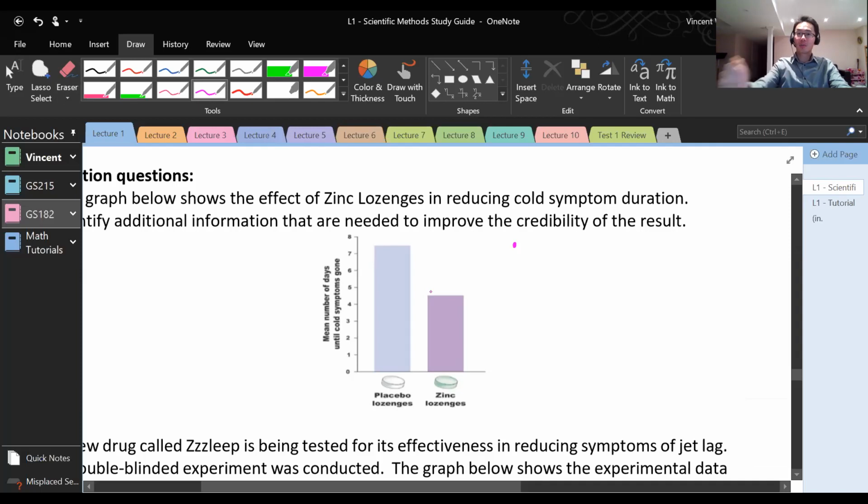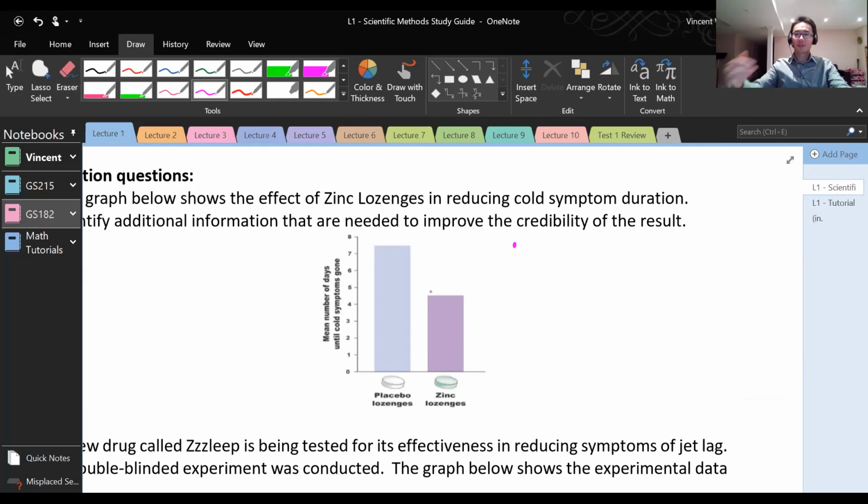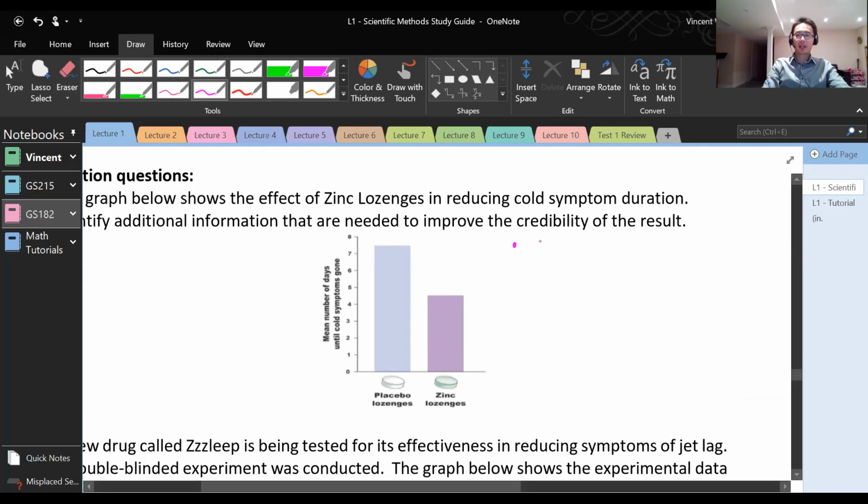All jokes aside, this could be a multiple choice question: which of the following additional information would increase the credibility of the study? Articles. Okay, Alex says articles. Yeah, maybe I pull out an article to show you. All right, I'll help you guys out here.